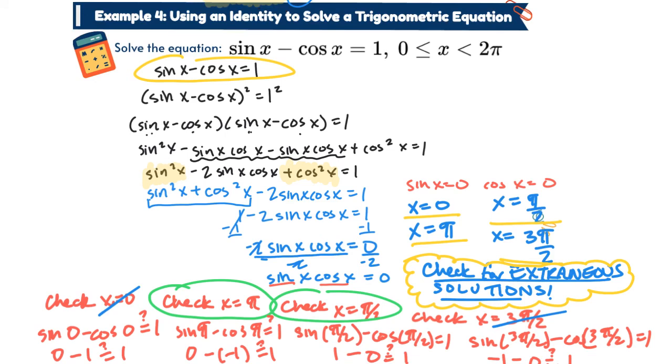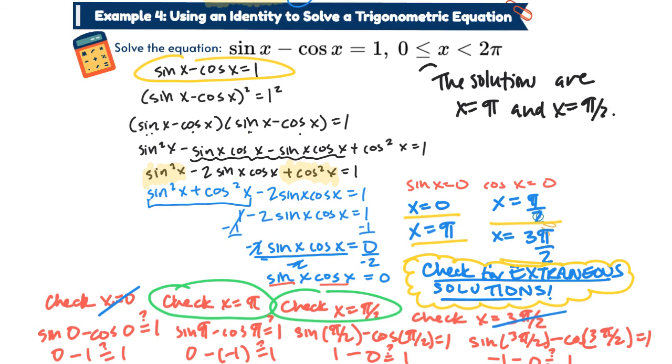So even though we found 4 possible solutions, only 2 of them worked for us. So we can say that the solutions are x equals pi and x equals pi over 2. And the other 2 we cannot include in our solution set.